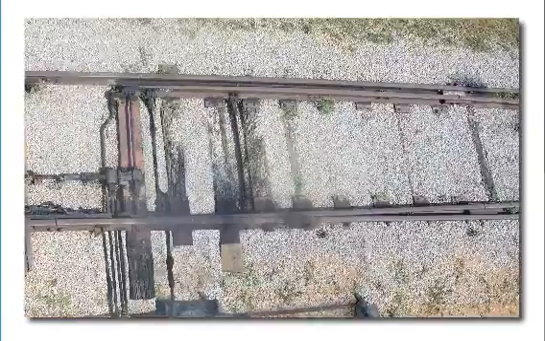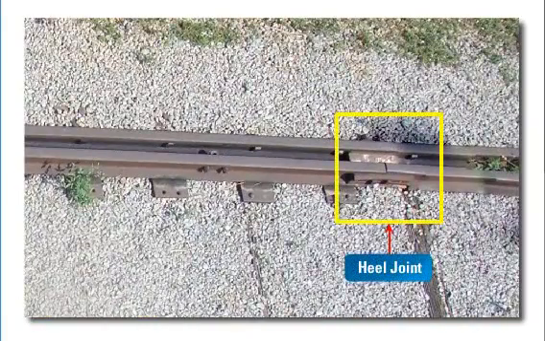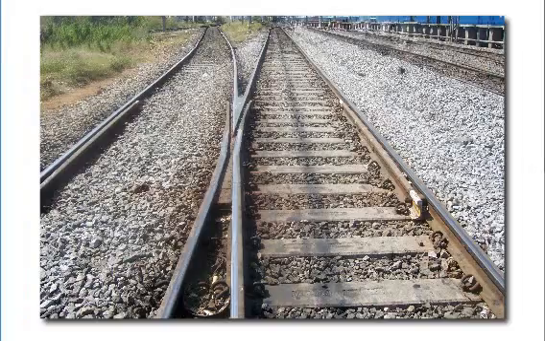The heel joint joins the heel of the tongue rail to the stock rail with a pair of fish plates and bolts, with a heel block between the pair of fish plates. Crossing. This is a device introduced at the junction where two rails cross to permit the wheel flange of a railway vehicle to pass from one track to another track.